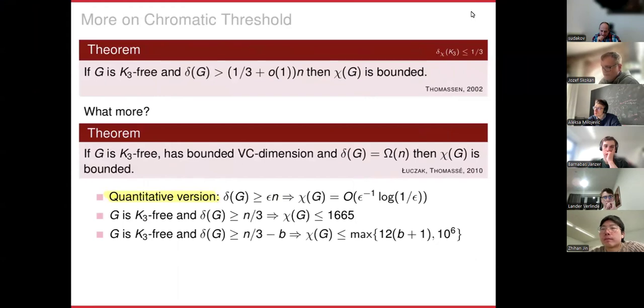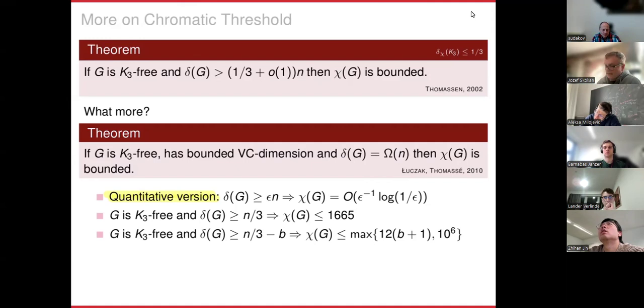And so here comes the point when VC dimension comes into play. It was observed by Łuczak and Thomassé in 2010 that if additionally we impose that G has bounded VC dimension, then we can drop the degree condition below. Just to clarify, to say that a graph has bounded VC dimension, you mean the neighborhoods of the vertices, right? The set system has bounded VC dimension. Yes, precisely. As Benny said, if we take the system of their neighborhoods, then this hypergraph has bounded VC dimension.